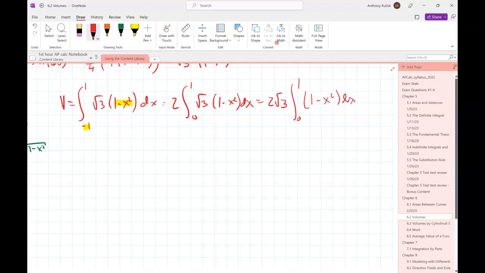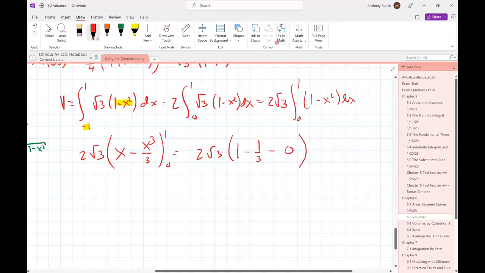And now we're ready to do some antiderivatives. So the antiderivative of 1 is just x. The antiderivative of x squared is x cubed over 3. We're going to evaluate that from 1 to 0. And the nice part about that is that when we evaluate at 0, it's just 2 zeros. So we end up with 2 root 3 times 2/3, or 4 root 3 over 3.